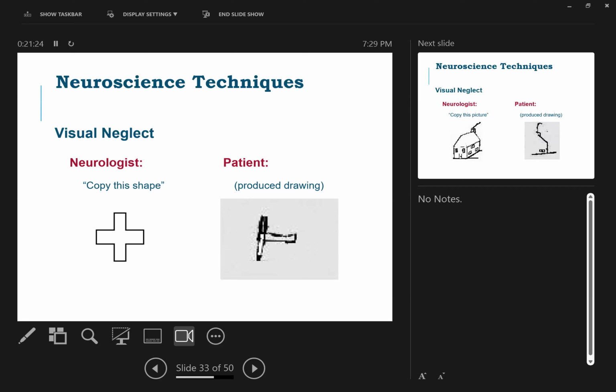I say that a lot, but the left visual world is processed by the right hemisphere, right? So the brain flips these things. So this must be a lesion to the right hemisphere in order for you to neglect the left side of the visual world, because it flips the visual input.